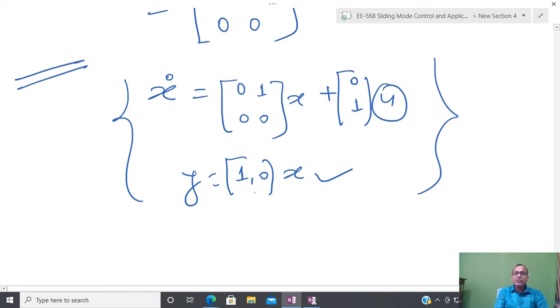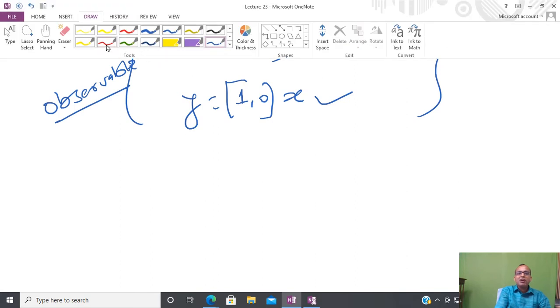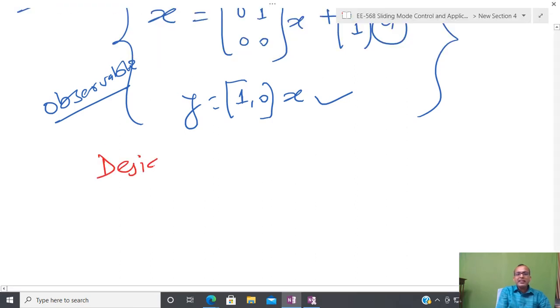So if using output and control I am able to estimate all states, then the system is called observable. So I am saying that my system is observable with respect to this particular sensor output. If I just put one sensor, then using that sensor it is possible that at least I can observe the other state. So I have to design some kind of observer. So the next topic is now how to design an observer.